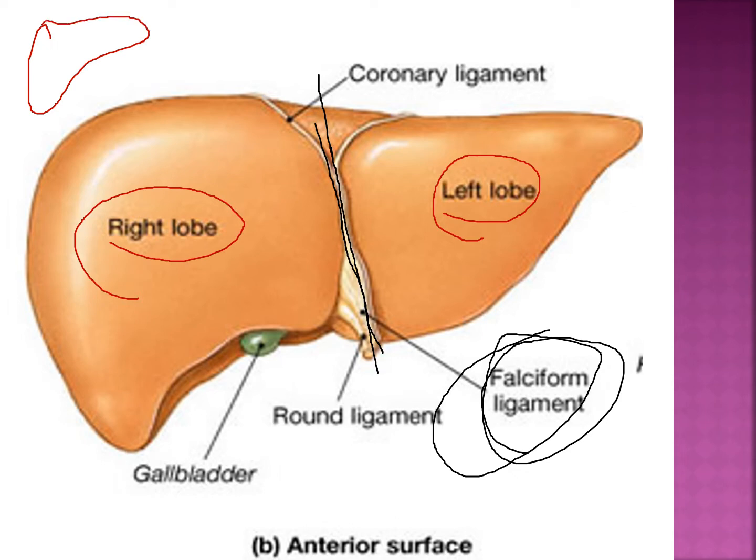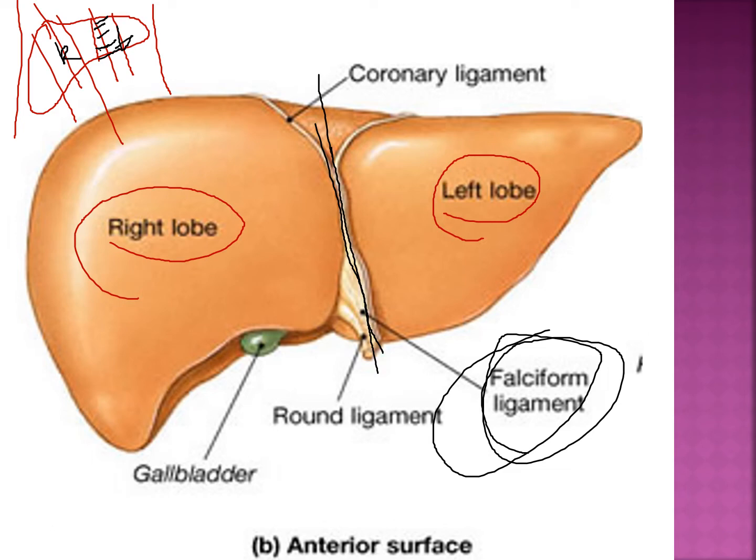So, in front of the liver, if you just see a human figure, there is an abdominal wall like this, isn't it? And this is the falciform ligament. It is providing the attachment of the liver with the anterior abdominal wall. Also, it is dividing the liver into right lobe and the left lobe.